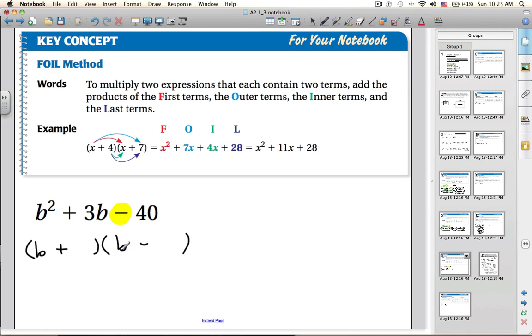I know that the first terms are b because b times b will give me b squared. That's my firsts. Okay. Now I'm going to look at my lasts, my factors of 40. But now I want, because I'm going to have a positive number plus a negative number, those will make a difference. So I want factors of 40 that have a difference of 3.